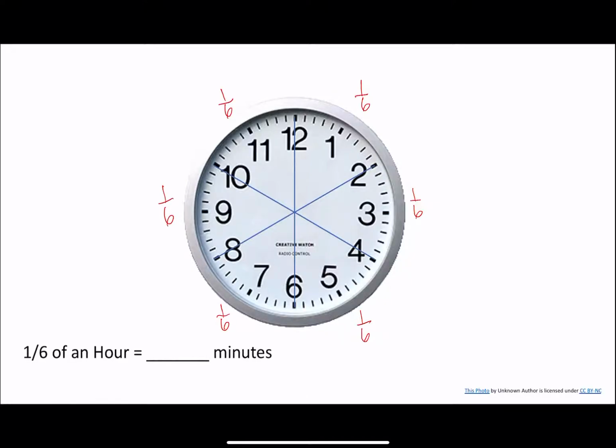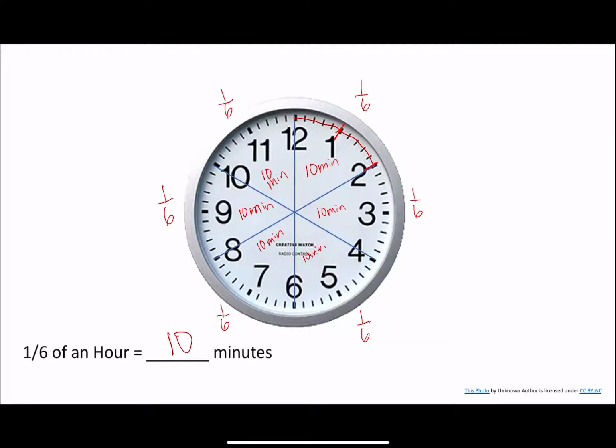Now, I can do the same thing like I did last time. I can count by fives, 5, 10, or I could count 1, 2, 3, 4, 5, 6, 7, 8, 9, 10, and I would know there are 10 minutes. Now, since I know each of these parts are equal size, I can go ahead and say each one of these has 10 minutes in it. So 1/6 of an hour is equal to 10 minutes.